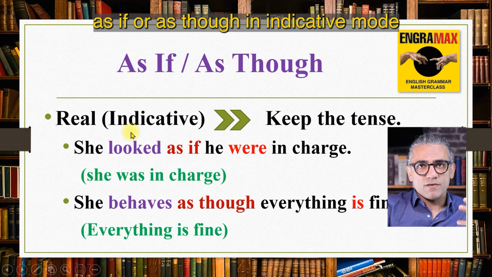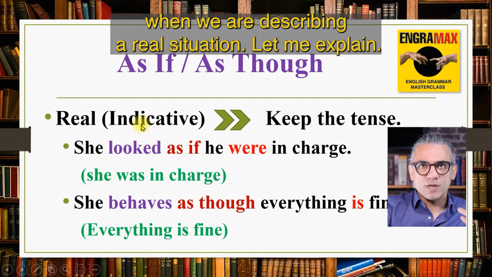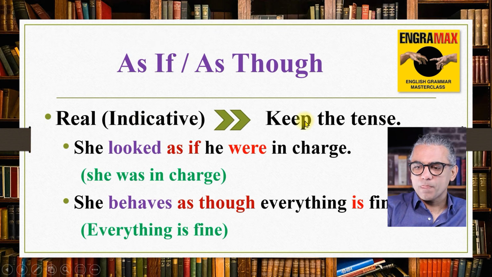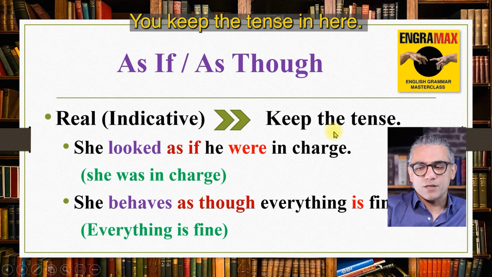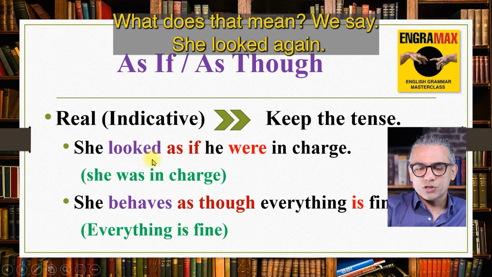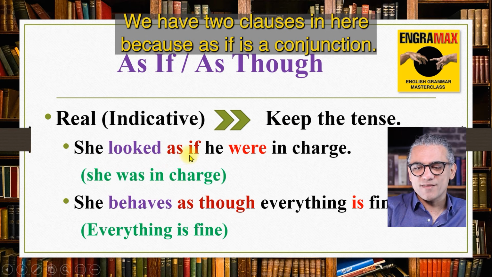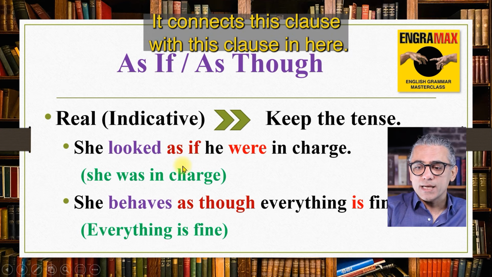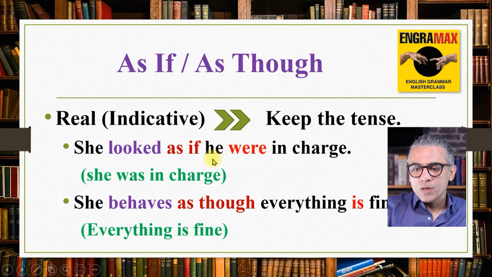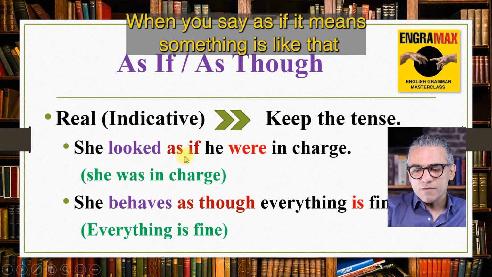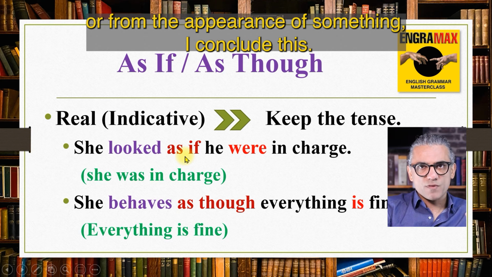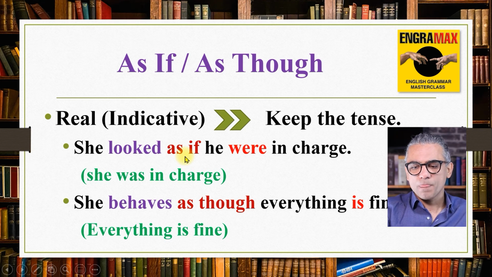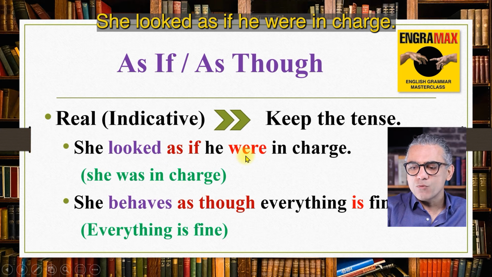So sometimes we use as if or as though in indicative mood when we are describing a real situation. Let me explain. You keep the tense in here. What does that mean? We say, she looked. Again, we have two clauses in here because as if is a conjunction. It connects this clause with this clause in here. When you say as if, it means something is like that, or from the appearance of something, I conclude this. She looked as if he were in charge.